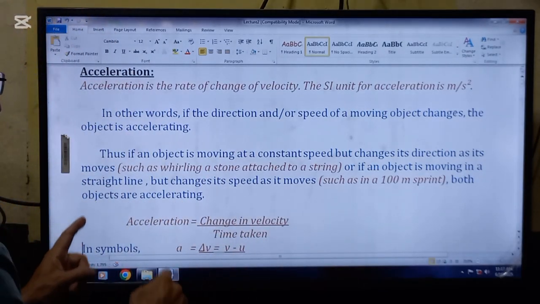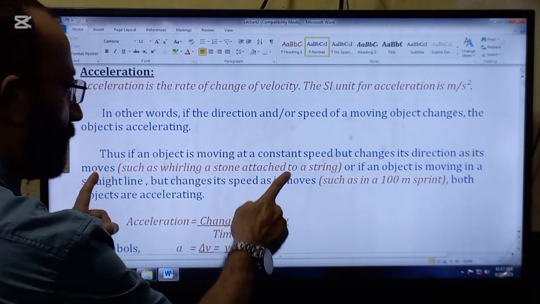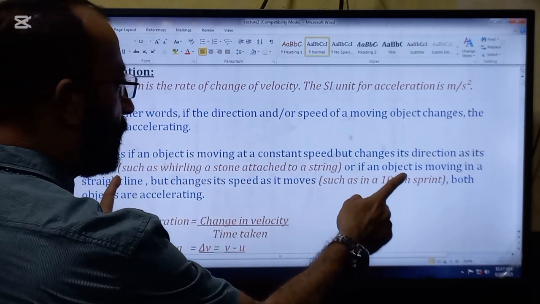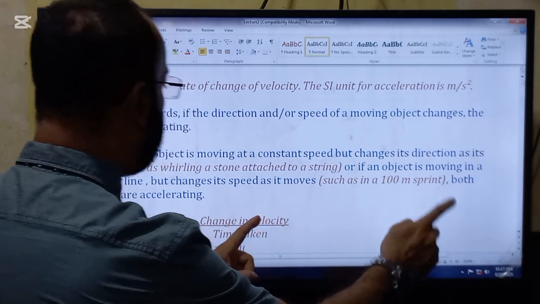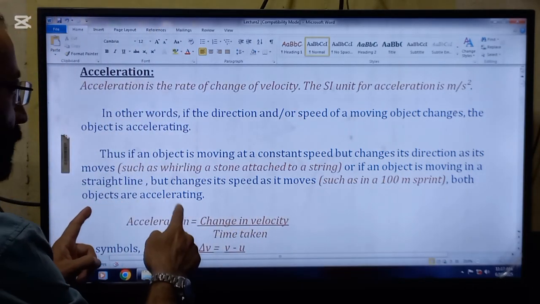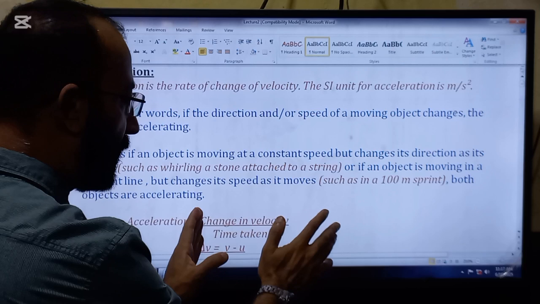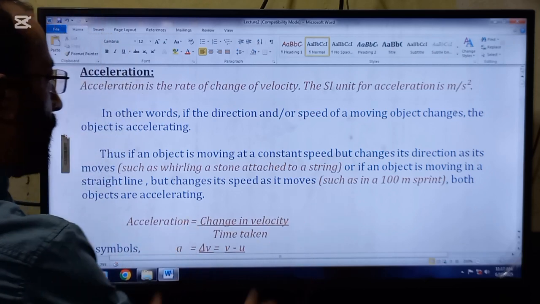So there are two cases: body moving with constant speed but changing direction, and the other case is body moving in a straight line but changing its speed. In both cases, the body will have acceleration.